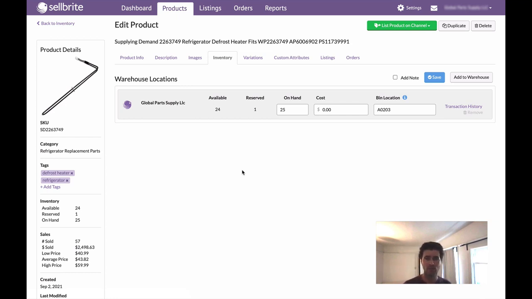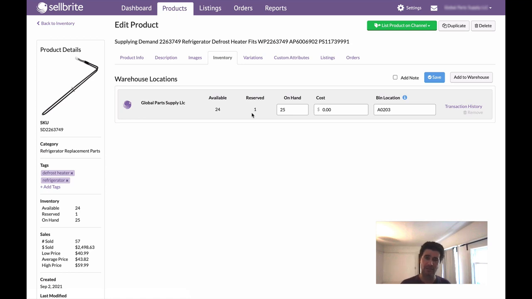So that reserved quantity is still being factored into the on-hand, but it's spoken for by that order. If that order were to be canceled, this reserved quantity would turn to 0, and the available would then move to 25, matching the on-hand quantity. So they'd both be 25 available and 25 on hand. That's the simple answer.